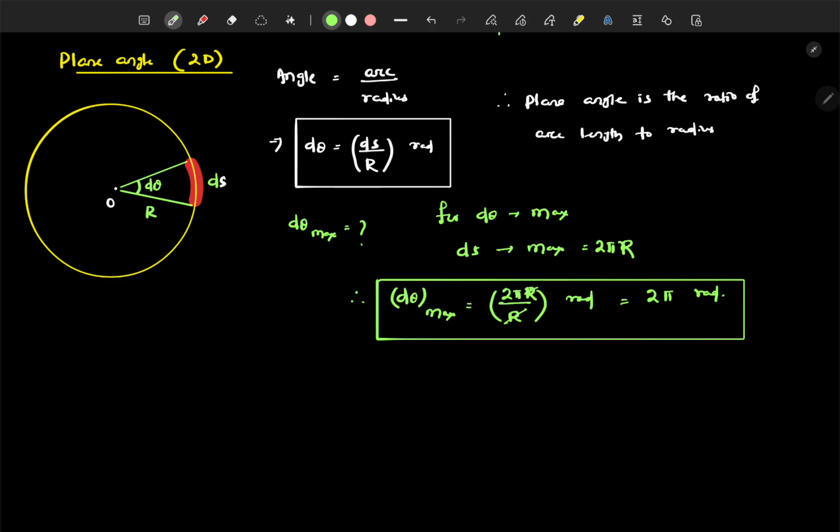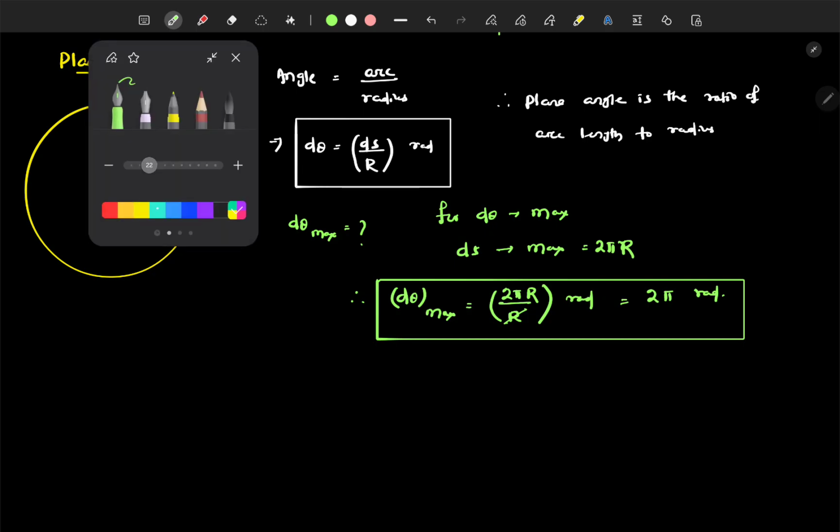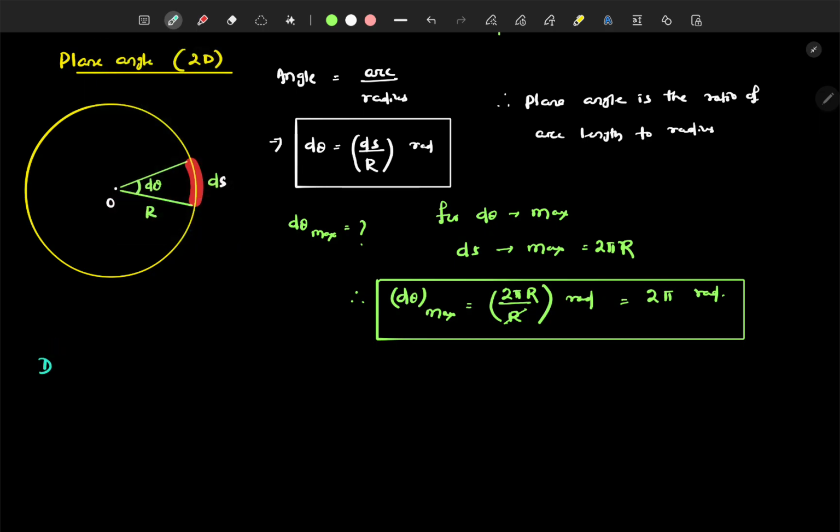This is one short question. Maximum value of plane angle is 2 pi radian. This is the answer. So 2 pi capital R by capital R radian, that is 2 pi radian. Again, another question is there. Define 1 radian. Define this concept.